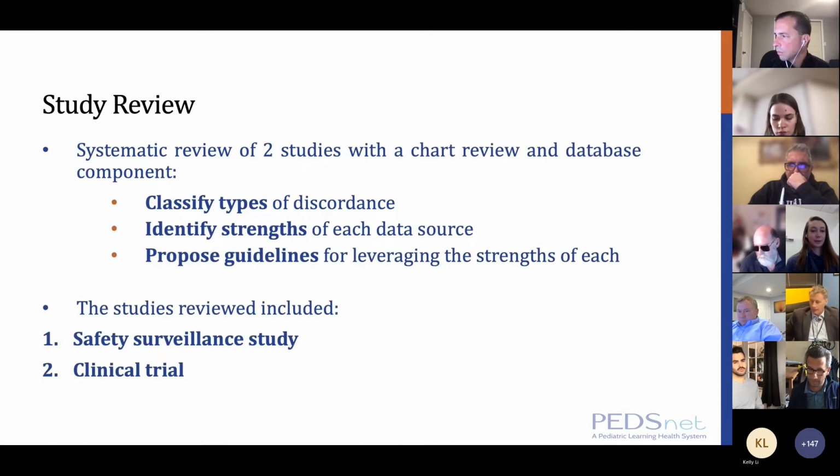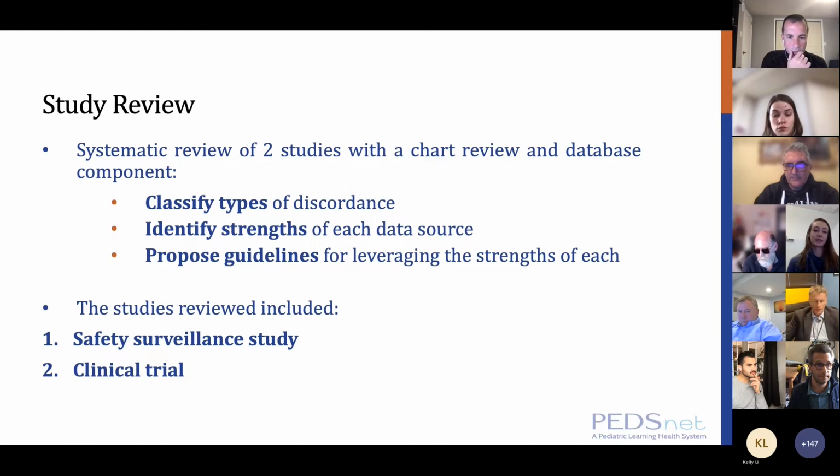So we chose to focus in on two studies that we've completed with PedsNet that included a chart review component. One of which was a safety surveillance study in which the CDM was used to focus in on patients who had received a certain medication, and then we used chart review to validate the dose that they had gotten and also look at adverse events attributed to that medication. And the other study that we reviewed was a clinical trial in which the PedsNet CDM was used to apply inclusion criteria to figure out who might meet criteria for this study. And then chart review was used to validate inclusion criteria.